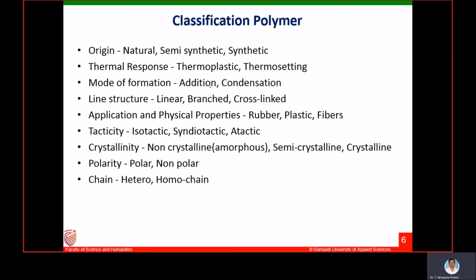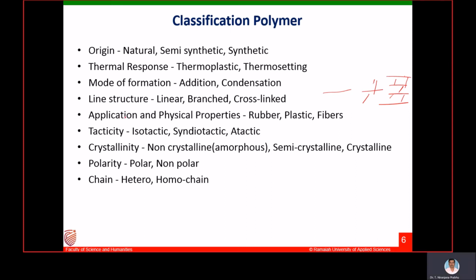Mode of formation: whether simple addition is taking place or two different monomers are reacting to yield a product, whether it is a condensation reaction. Line of structure: that means if a polymer is linear, like this, or a branched chain polymer, or a cross-linked polymer, like this. It may happen like this. So linear polymer, branched polymer, cross-linked polymer. Based on stereoregularity, we can tell.